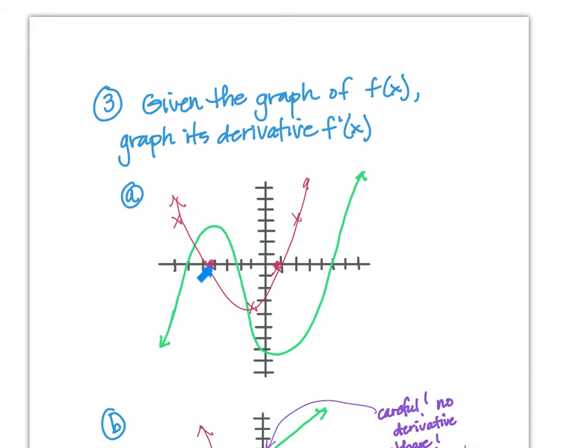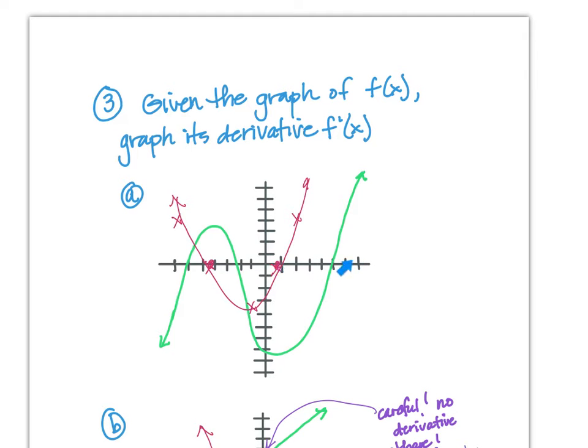Now we're looking to see what happens to the left of this for the function. And if you notice, it's going up. It's positive, which means our derivative graph is going to be a positive value, which is above the x-axis. Then between those two zeros, the function is going down. So the derivative value is negative. So it's going to be somewhere in here.